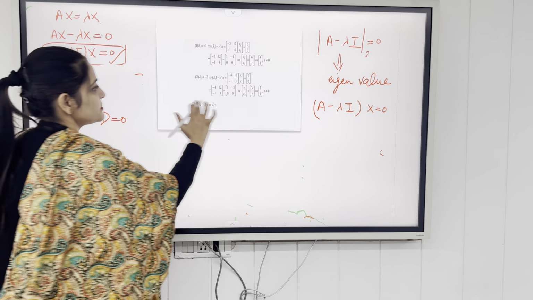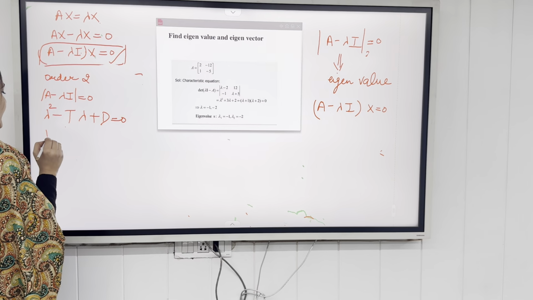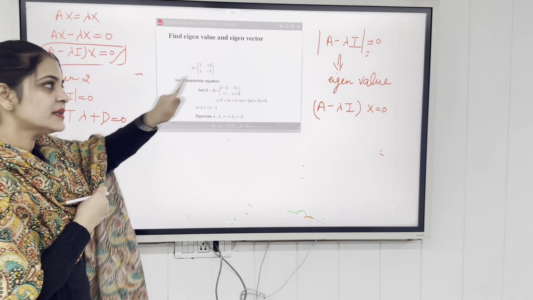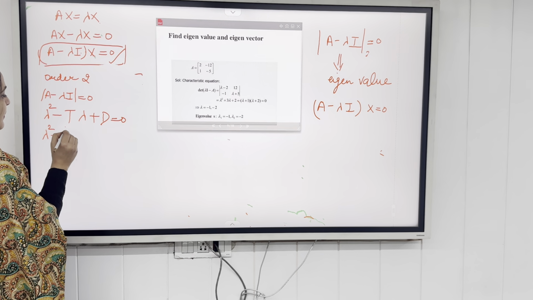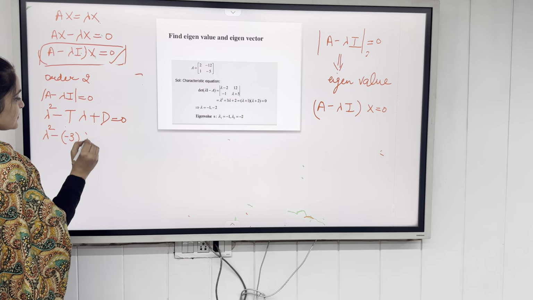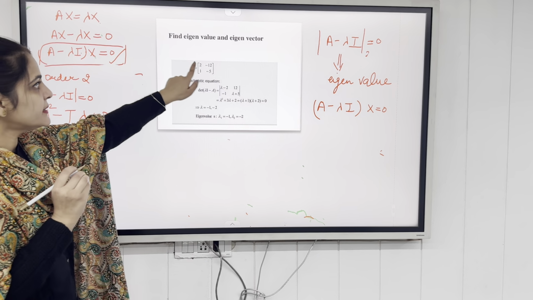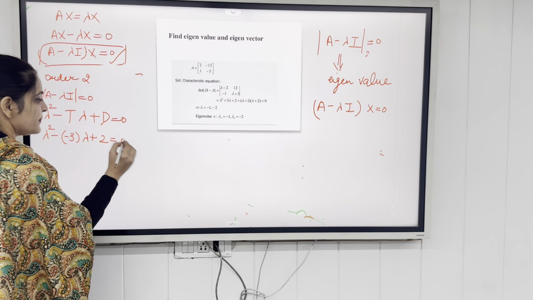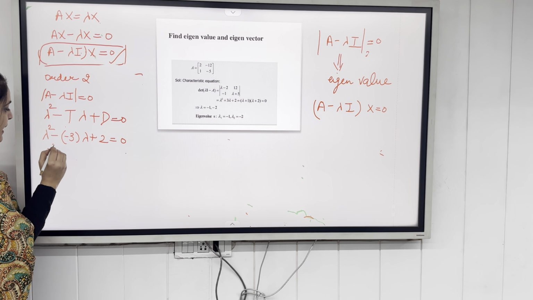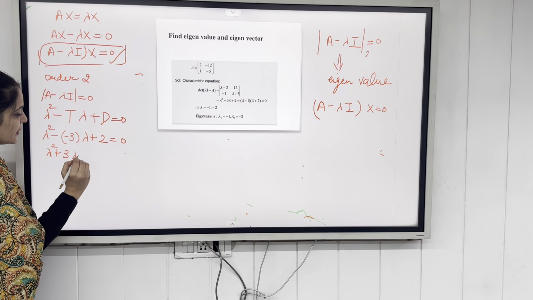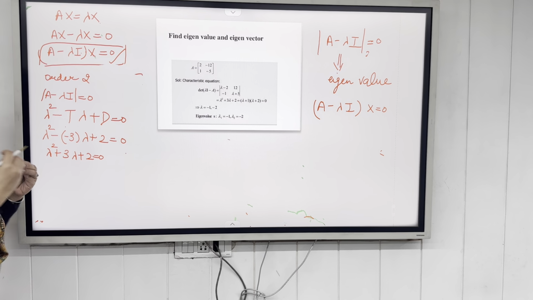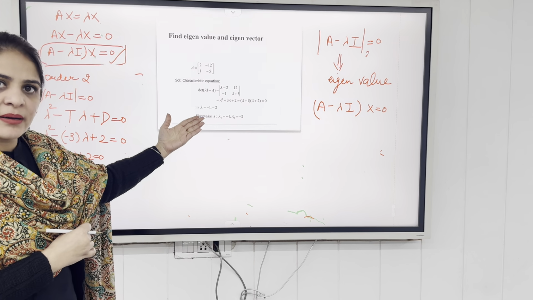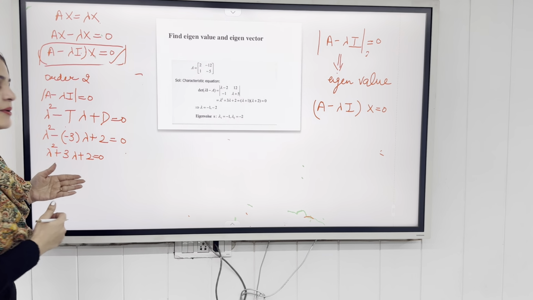So if we are checking for this matrix, we are having here lambda square. What will be the trace? Trace means the sum of diagonal elements, 2 and minus 5, which will be minus 3. Plus determinant. Take the determinant, minus 10 plus 12, which gives you 2. So the characteristic equation will become lambda square plus 3 lambda plus 2 equal to 0. So you can calculate the characteristic equation by any of the ways. Either by taking the determinant of A minus lambda I, or by this method.